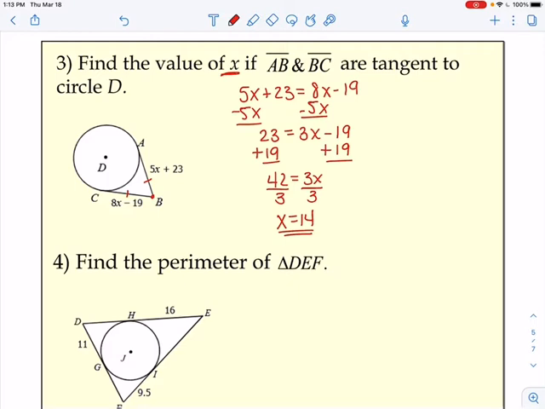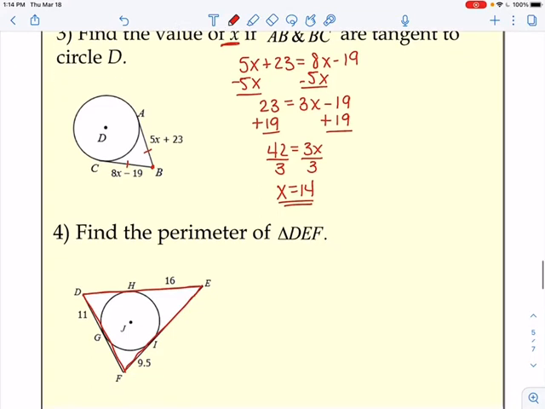Okay, so jumping off of that now to number 4, now we want to find the perimeter of triangle DEF. So DEF is this entire triangle that I'm highlighting in red. So again, we're just going to hop off of 3 here, and talk about the fact that because the triangle is circumscribed around that circle, that means that all your sides are tangent.